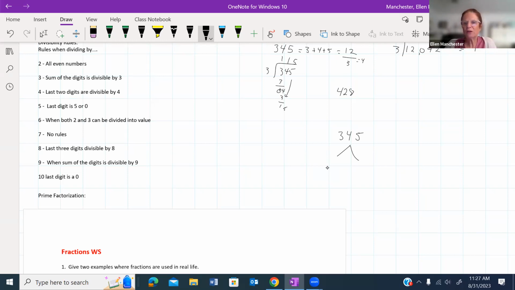So I know 3 can go into this because the sum of its digits is divisible by 3. So this is where you can use your calculator, right? So sum of the digits, 5, 6, 7 can't go into that. 9 can't go into that. The last 2 digits, 4 can't go into 15. It's not even, so 2 can't go into it. So what number could go into this? How could I break this 115 up?